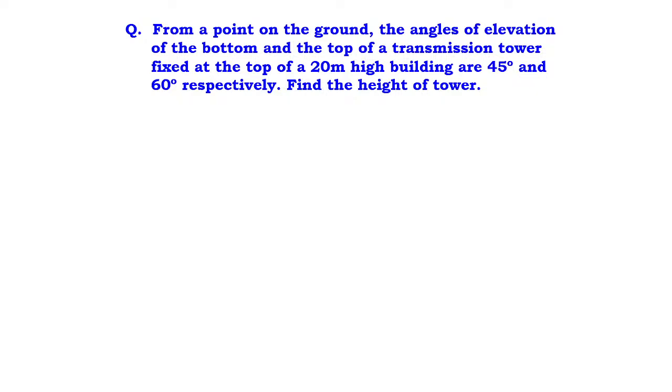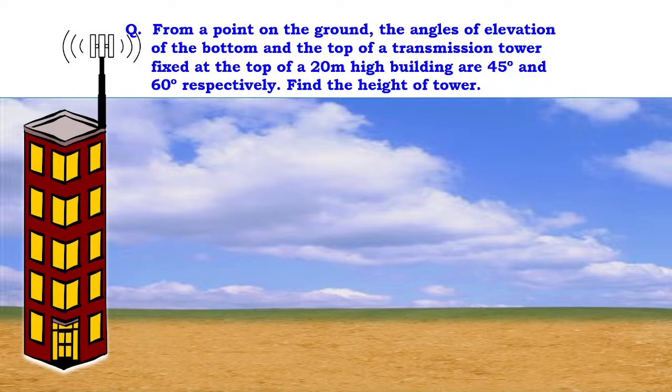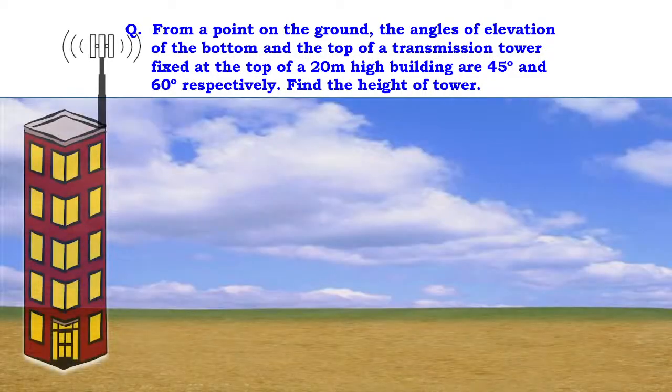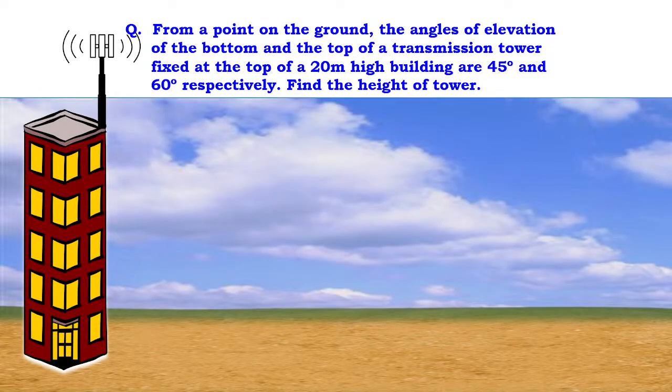20 root 3 minus 20. How can you get that? Take it easy. Look here, no problem. You are trying well. Everyone look here, eyes on the screen now. Look at the diagram. So here you have a tower, and above the tower what do you have? Transmission, correct? This is the building, and above the building we have a transmission tower.